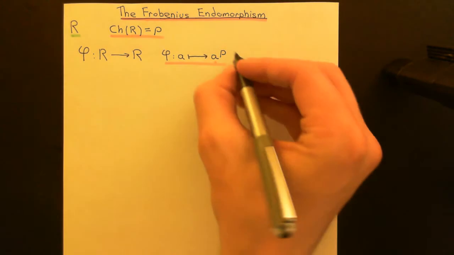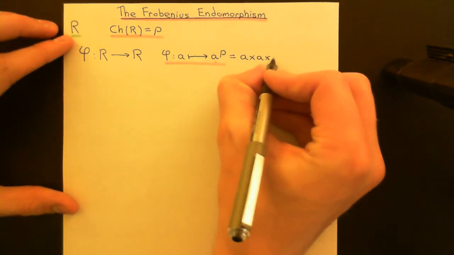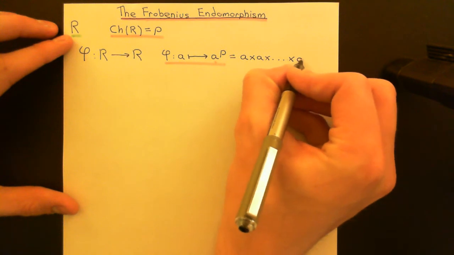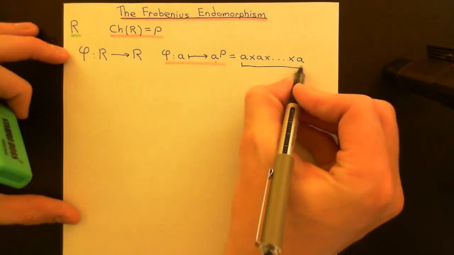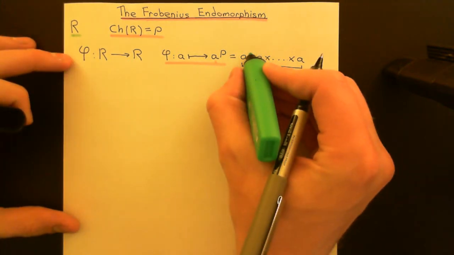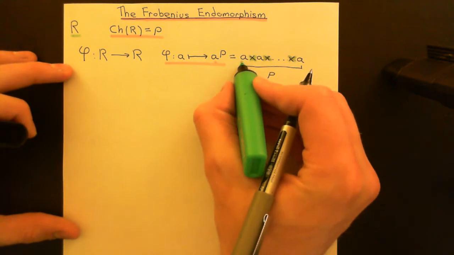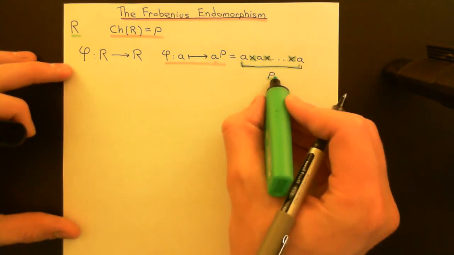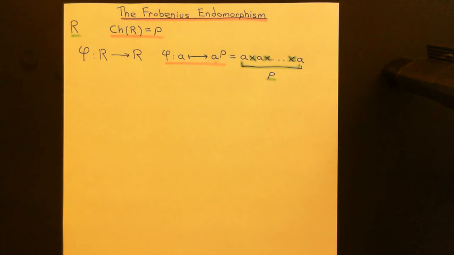So writing this out even more explicitly, I could write this as a times a times etc., and you multiply a with itself p times. So you're going to have p lots of a here. And the multiplication here is done in the ring. So you're multiplying a with itself p times in the ring, and you're mapping every a onto this value, a to the power of p. So indeed this is a mapping from the ring into itself.